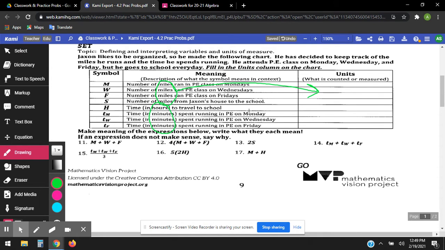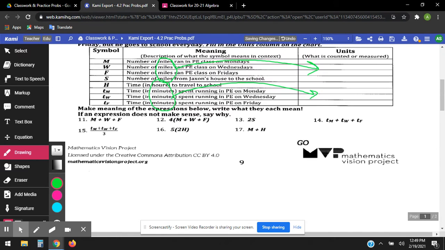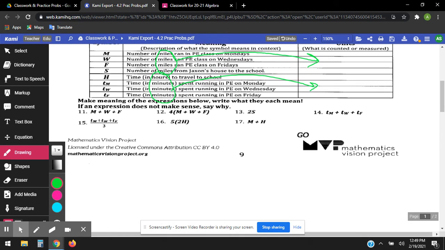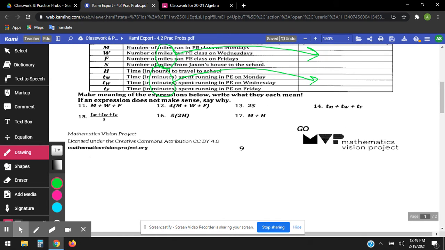It takes me 3 minutes to run. I ran on Monday. I ran 30 minutes on Wednesday. I ran 45 minutes on Friday. So those are the labels that are going to go over there. So that's just practicing kind of your labeling. You should be labeling by this point anyway.